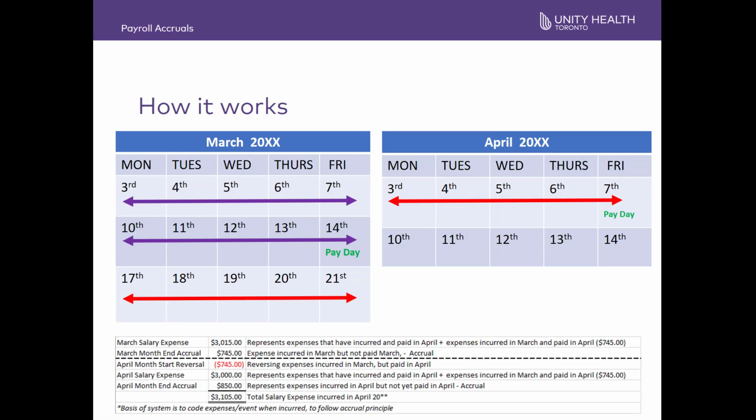To illustrate this concept numerically, the first two purple lines in March represent hours worked and paid at $3,000.15. The last red line in March represents hours worked but not paid in March at $745. At the start of April, the accrual is reversed for $745 because on April 7th, when the payment is made to the employee, it contains hours worked in March, which was expensed in March. To avoid double counting the expense of $745, it is reversed in April, equal to the accrual in March.